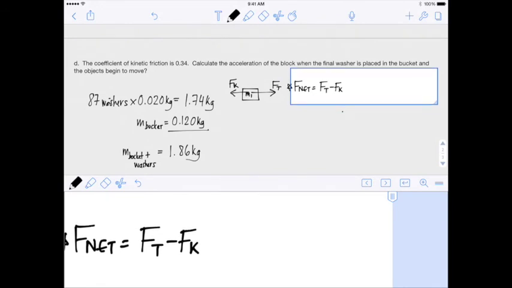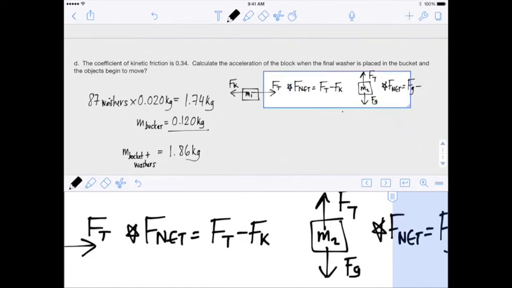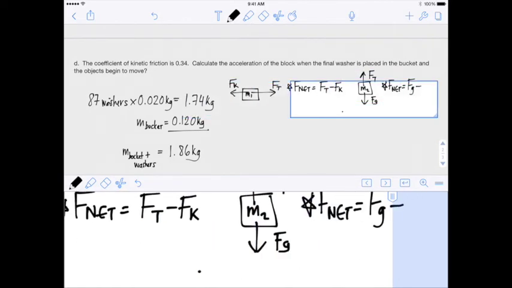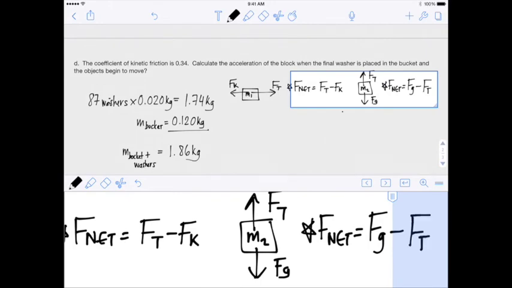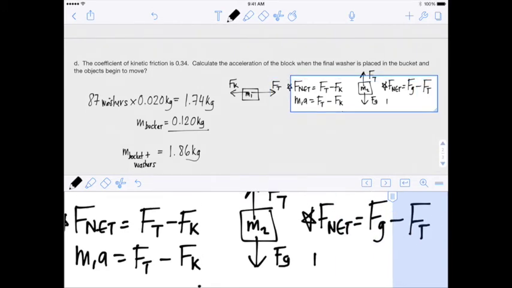For the hanging object, mass 2, we know gravity is pulling it down and tension is moving it up. So if we write our statement, we say net force is equal to gravity minus tension. So let's proceed. Replace this with M1A equals tension minus force of kinetic friction. And this one is M2A is equal to M2G minus tension.